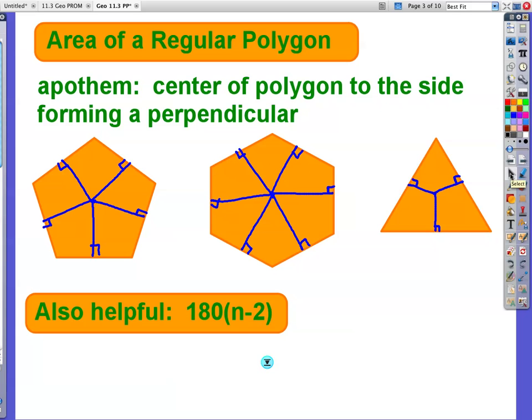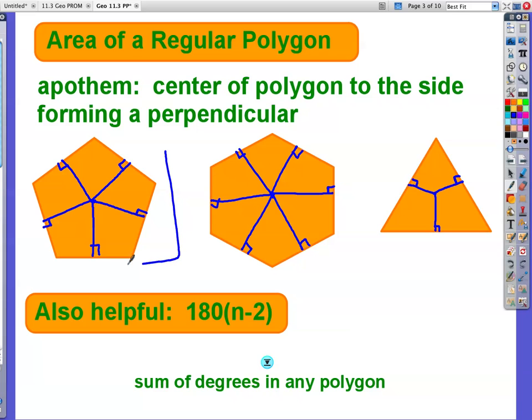Okay, also, this formula down here, 180 times the quantity of n minus 2, is also helpful. It will help you find something. It should look familiar. We talked about it earlier this year. It's the sum of the degrees in any polygon. All right, so if you want to figure out how many degrees are in a pentagon, you take the number of sides, which is 5, you subtract 2, you get 3. 3 times 180 tells you how many degrees are in a pentagon. And then because this is a regular pentagon, you divide by 5, and that tells you how many degrees in each one of these. All right, and that works here.